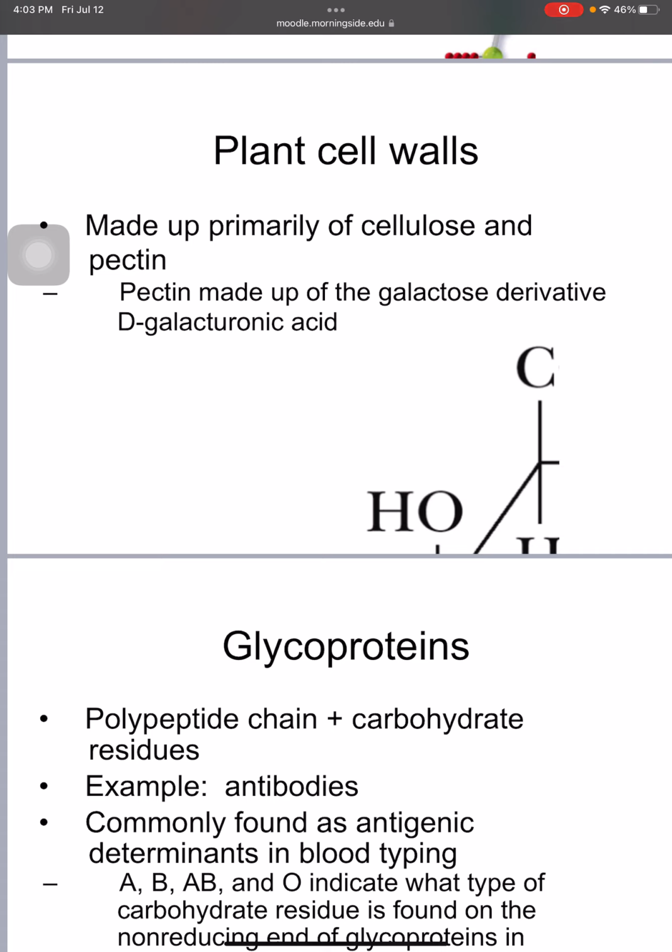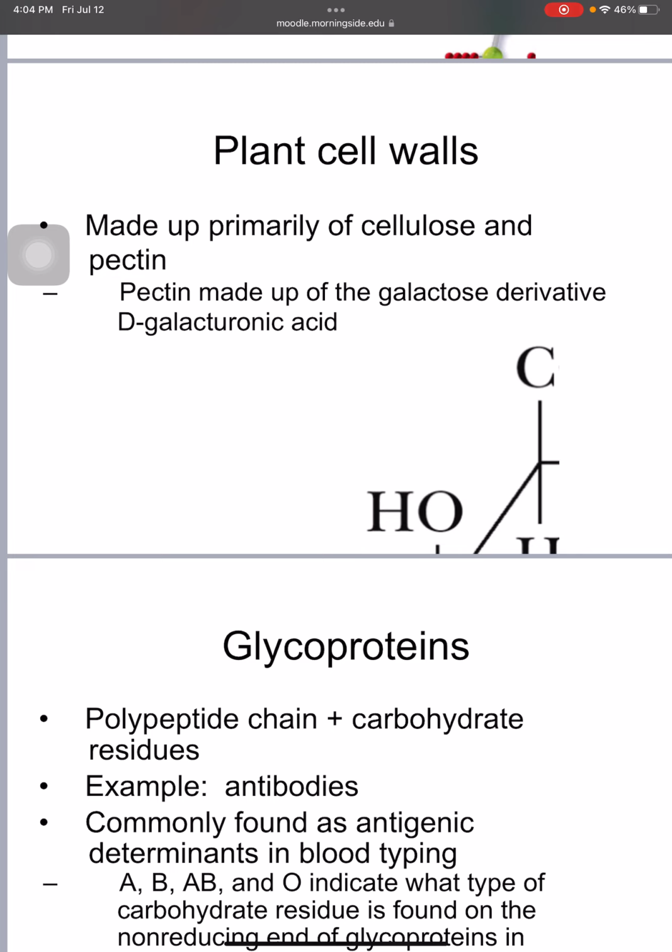Similarly, plant cell walls have things that can protect them. Cellulose is a large component, and also another one that you may have heard of called pectin. The structure of the monosaccharide that makes pectin is found right here. It's called D-galacturonic acid. These are linked up in a chain. Pectin has similar properties in a lot of ways to cellulose. It provides good structural integrity and strength.